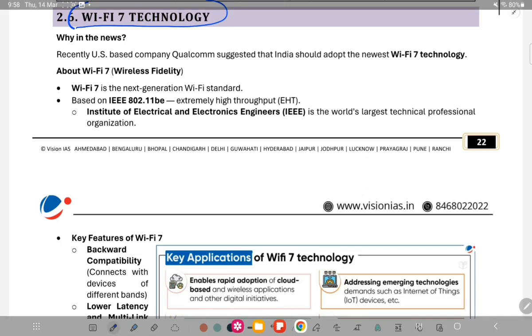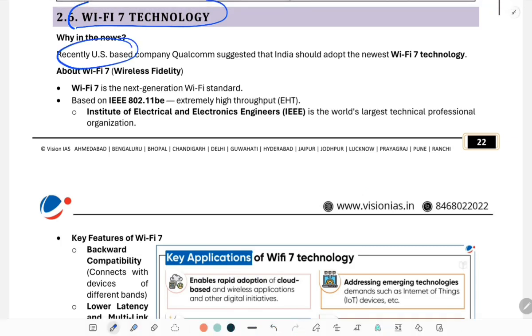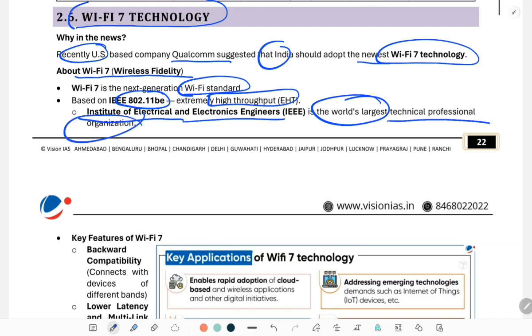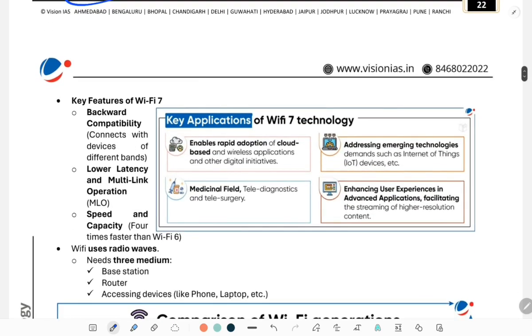Next, we'll see Wi-Fi 7 technology. Recently, US-based company Qualcomm suggested that India should adopt the newest Wi-Fi technology. Wi-Fi 7, wireless fidelity, is the next generation of Wi-Fi standard, and it is based on the IEEE 802.11be extremely high throughput. The IEEE, the Institute of Electrical and Electronics Engineers, is the world's largest technical professional organization.